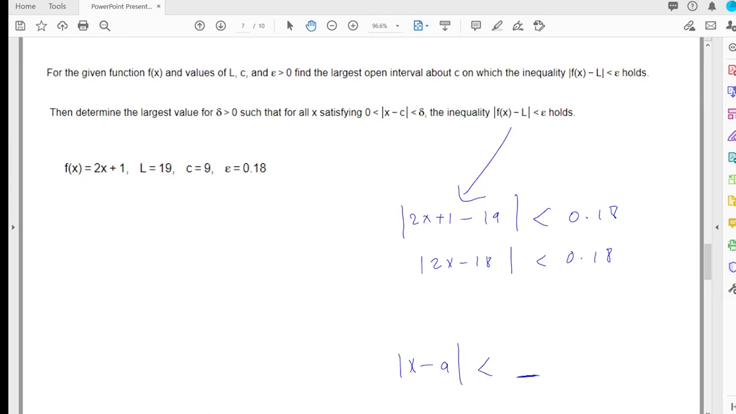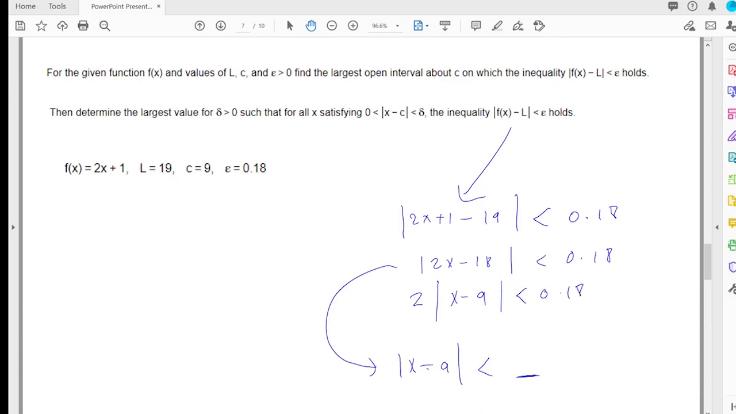Now you can factor out 2. Remember, our goal is to go from this expression to x minus 9. So whatever you need to do to go from here to there, you have to do that operation. So in this case it's easy, because if you factor out 2, you can write down x minus 9, and don't worry about this absolute sign for the 2. If you factor out 2, you can just keep it outside, 0.18.